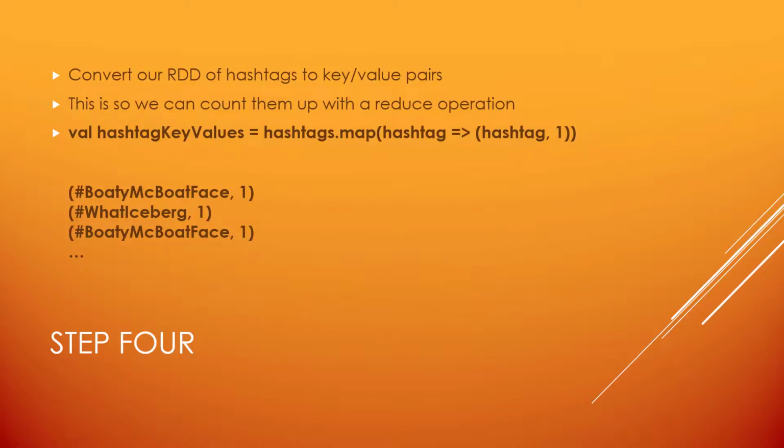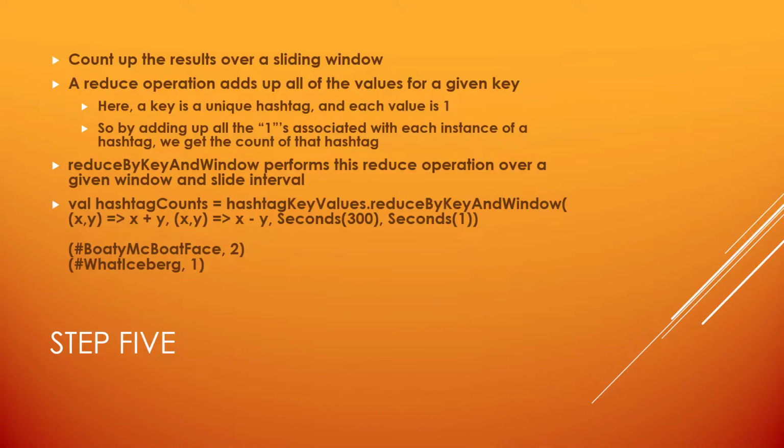And at that point, we can do our old trick from way back in section 1 or section 2, whatever it was, where we can convert those to an RDD of key value pairs, where the key is the actual hashtag and the value is the number 1. That will allow us to later do a reduce operation to count them all up, which is what's going on here. And we're going to do that over a sliding window to make things interesting. So the reduce operation will add up all of those ones together and give us a total count for how many times that hashtag appears.